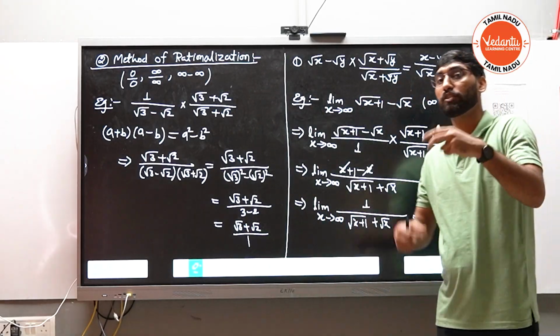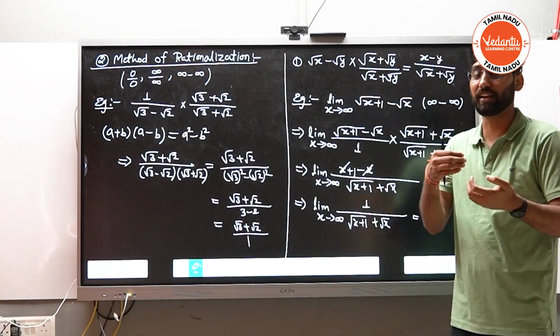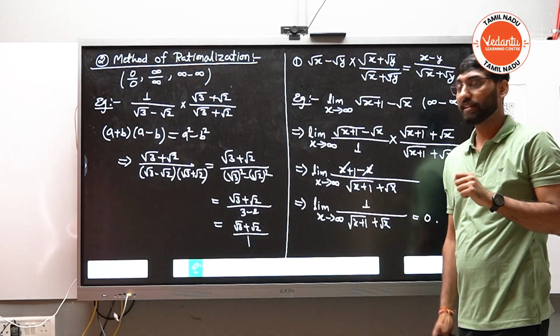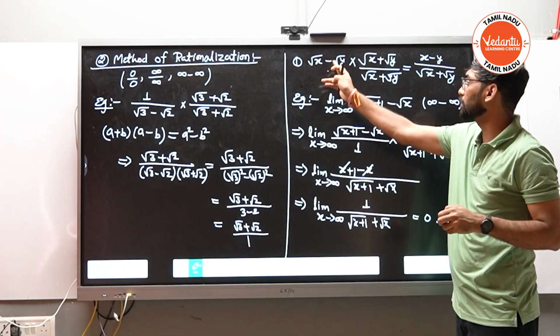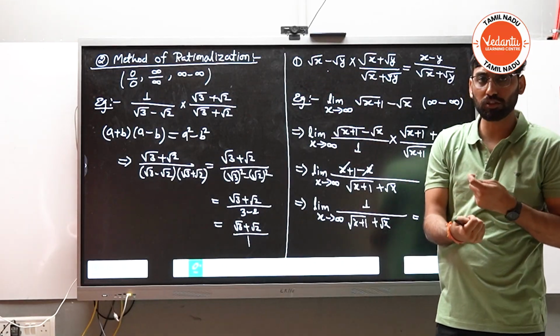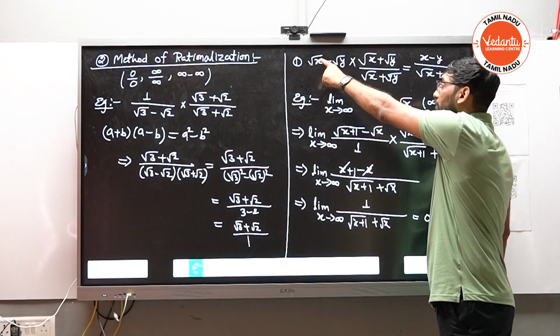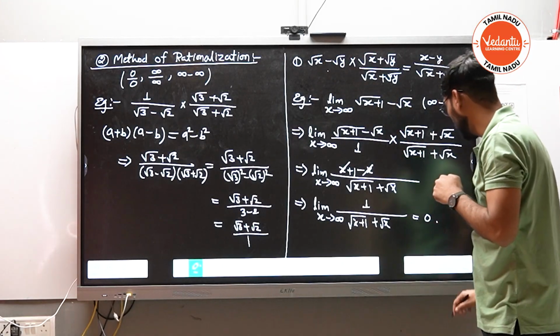Okay. So there are basically 2 or 3 types of rationalization that we can do. Suppose, for example, they have given a plus here, then what do we do, sir? Rather than giving root x minus root y, they can give root x plus root y also. So in that case, we just need to multiply by root x minus root y on the numerator and denominator. I will let you know.